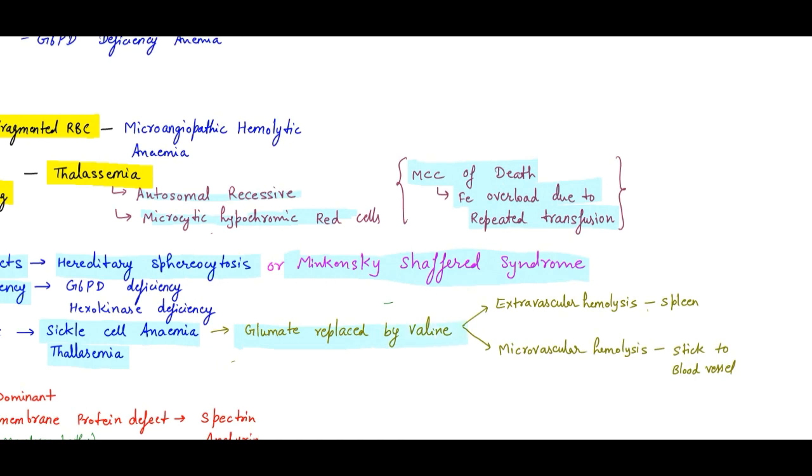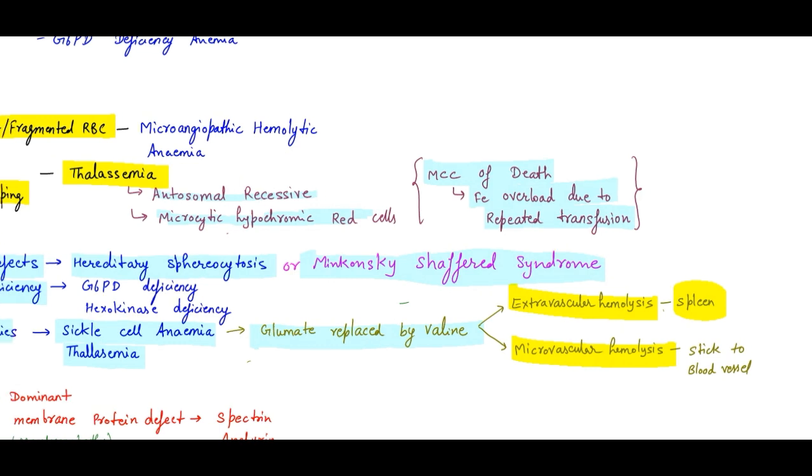And remember, in sickle cell anemia there is extravascular hemolysis and also microvascular hemolysis. Extravascular hemolysis means hemolysis outside the vessels, so it occurs in the spleen. Microvascular hemolysis occurs because the sickled cells stick to the blood vessels. That's important, and a question has come from the ministry exam also.